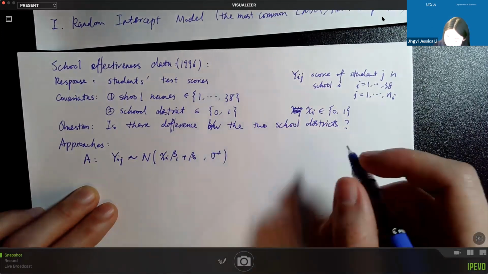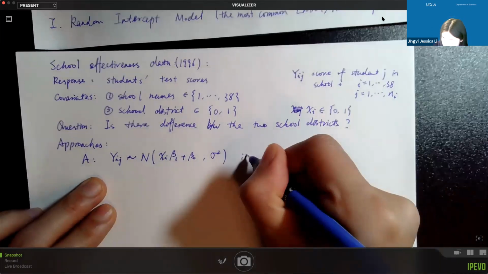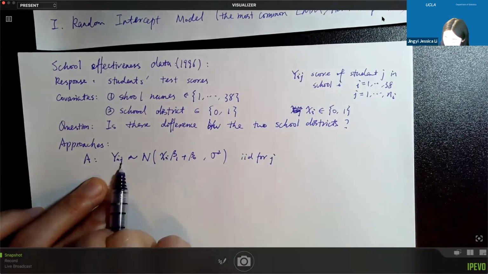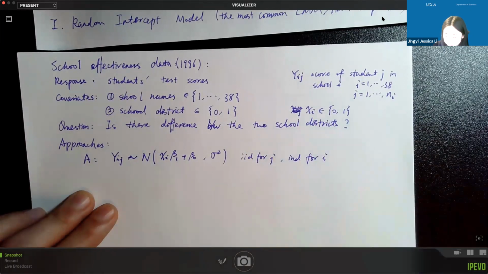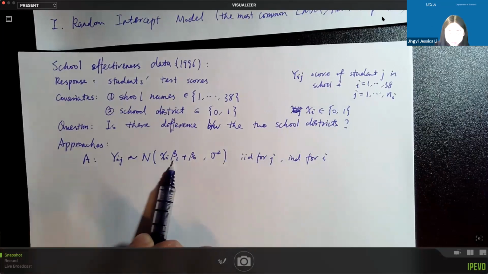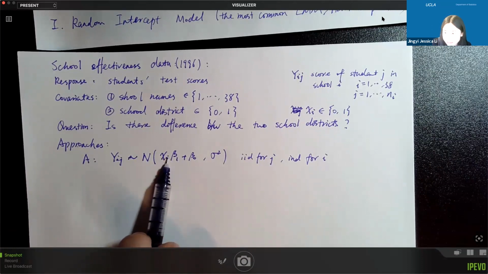And I can assume that this is IID for j and independent for i, for different schools i. So this is approach one. Then you can see how we would estimate this beta 1 hat. Of course, you can always use the OLS formula to do the job. You can decide what the design matrix X is, and then just do X transpose X inverse X transpose Y, and you're done.